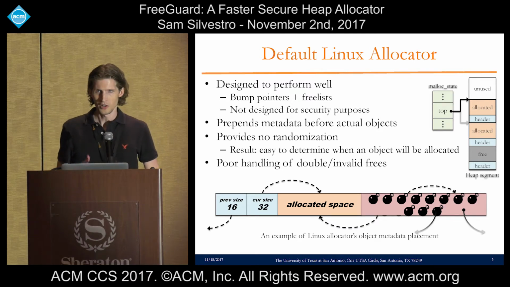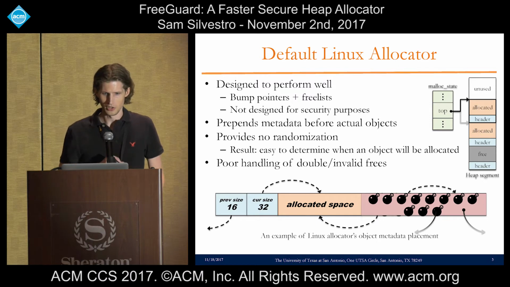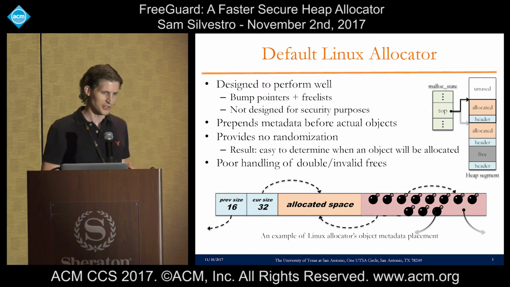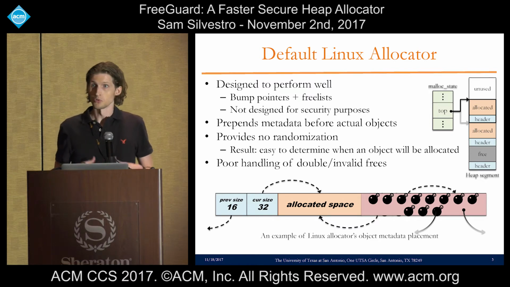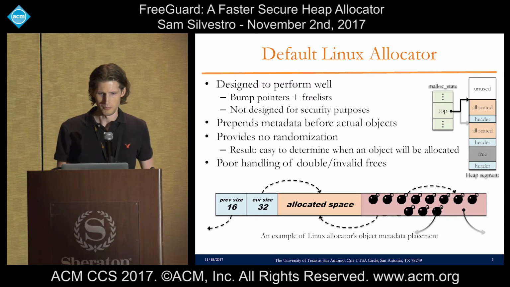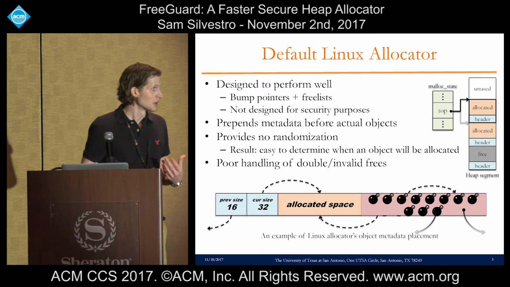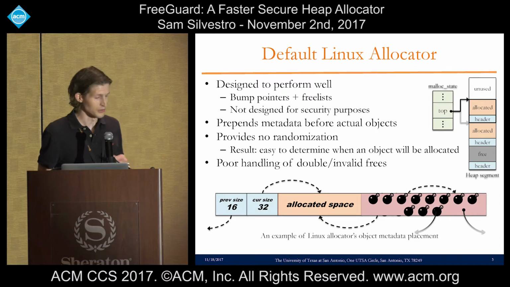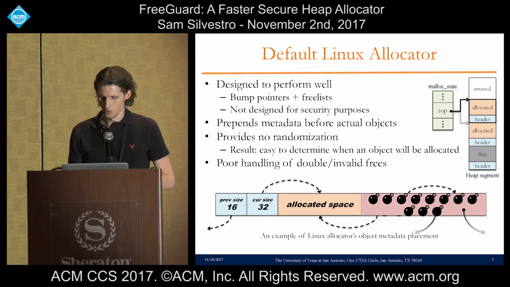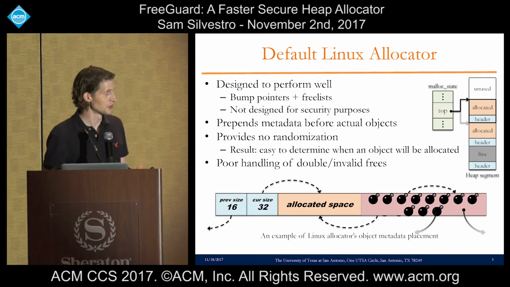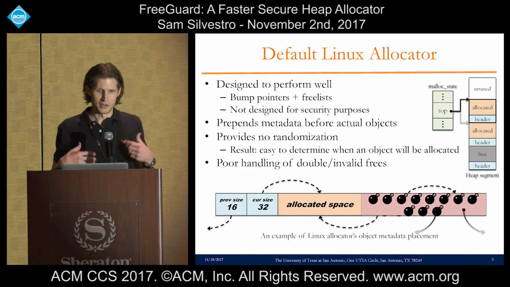of bump pointers and free lists to manage the heap objects. A free list is simply a linked list of deallocated objects, and a bump pointer points to the top of the heap, which represents the first unused portion of the heap. I have a simple example here of a bump pointer modeled after the Linux allocator, and you can see this state represents the bump pointer immediately prior to an allocation request, and this is after. So you can see this is a very fast and simple mechanism.